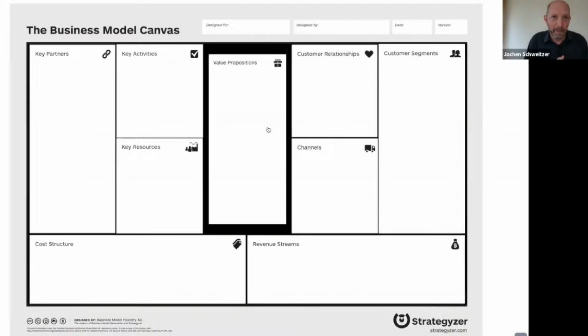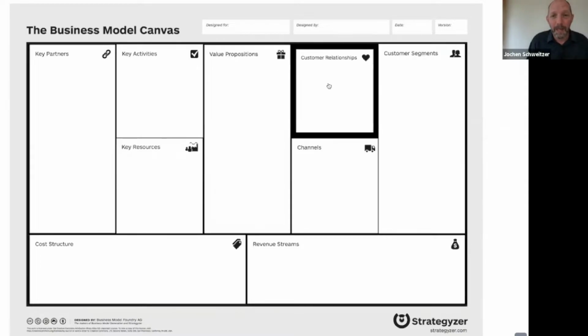In the value proposition box here, you would describe how you provide value to your customer segment specifically, and how you solve a particular problem that your customers have.